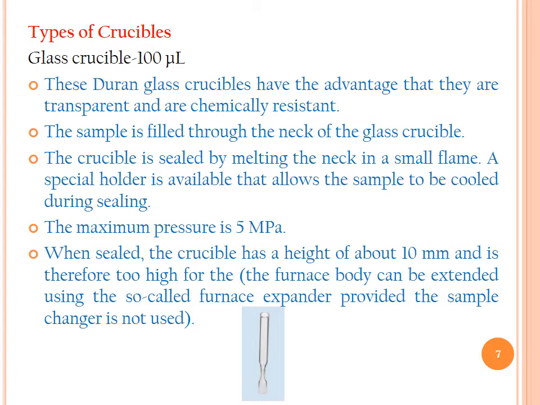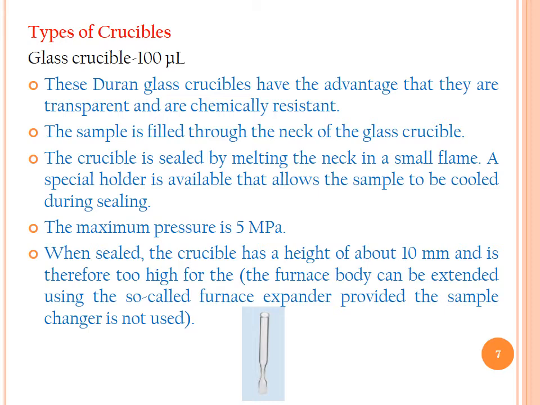Lastly, the glass crucible. This is a different type of crucible, as shown in the picture. The Duran glass crucible has the advantage that it is transparent and chemically resistant. The sample is filled through the neck of the glass crucible. The crucible is sealed by melting the neck in a small flame, and a special holder is available that allows the sample to be cooled during sealing. The maximum pressure that is utilized in this crucible is 5 MPa.